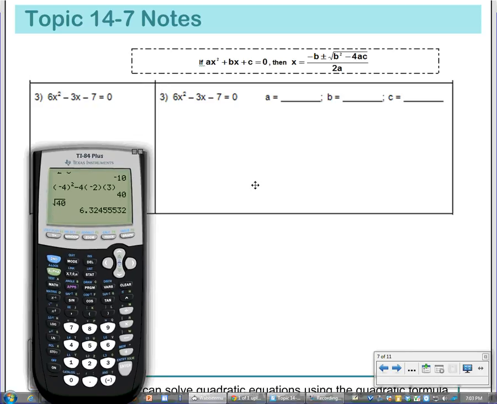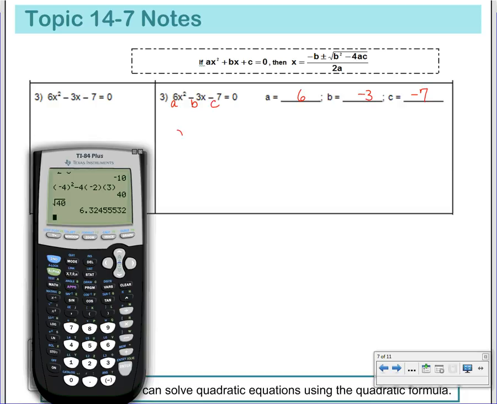We have 6x squared minus 3x minus 7 is equal to 0. Again, it's already in standard form, so let's find our ABCs. A is equal to 6, B is equal to negative 3, C is equal to negative 7. If we don't give you the little blanks, you should write it out, or at the very least, label it on your equation that's given.